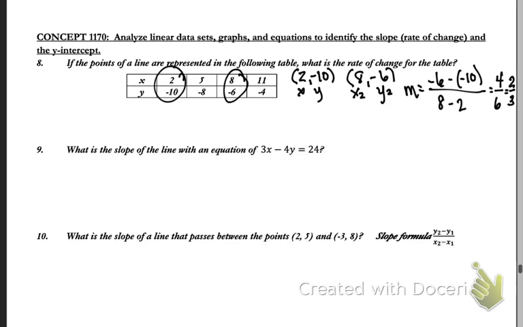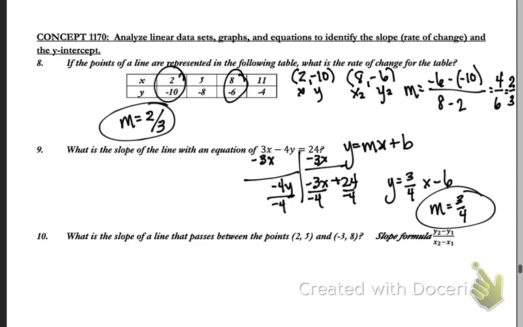Number 9, what is the slope of the line of the equation 3x minus 4y equals 24? I need to rewrite my equation into slope-intercept form, so y equals mx plus b. I'm going to do that by subtracting 3x from both sides. So I have negative 4y equals negative 3x plus 24. And then I need to divide each term by negative 4. That's going to simplify to y equals 3/4 x minus 6, which gives me the slope of 3/4.